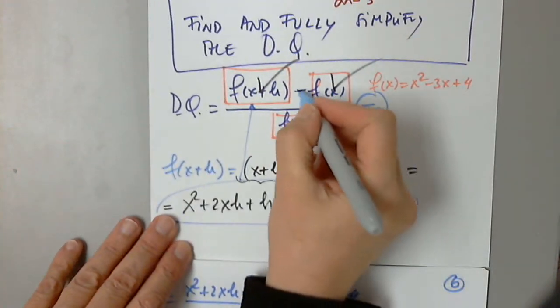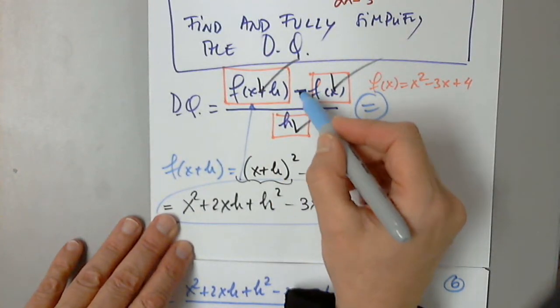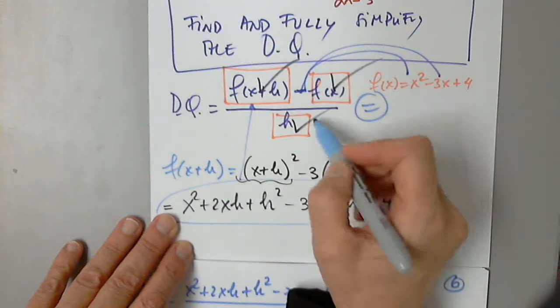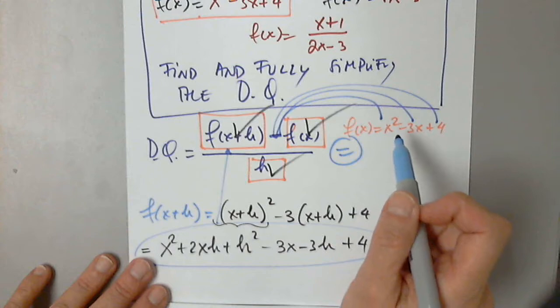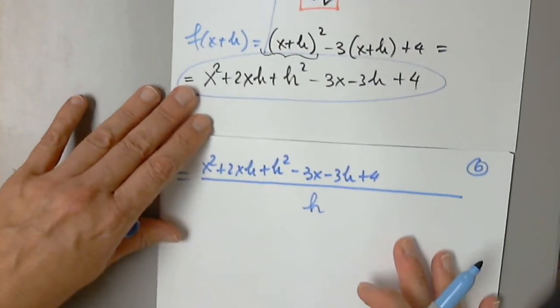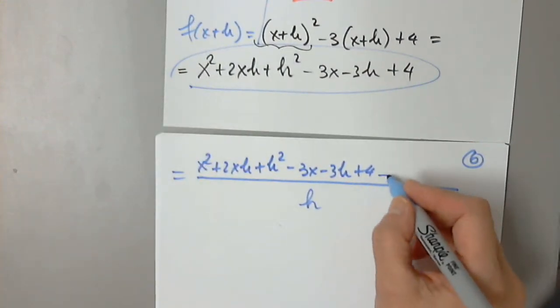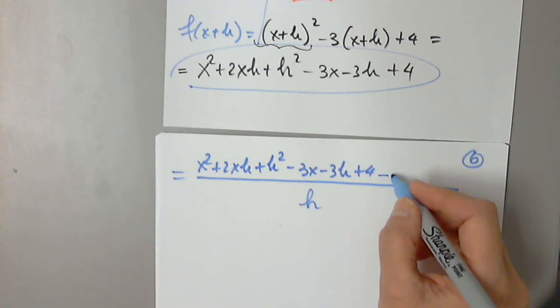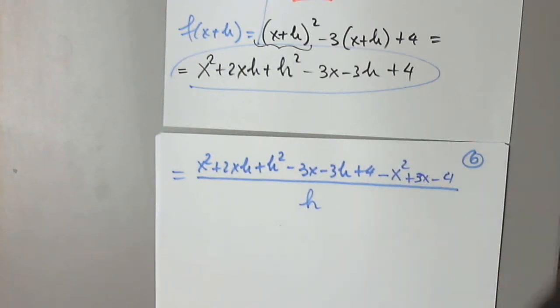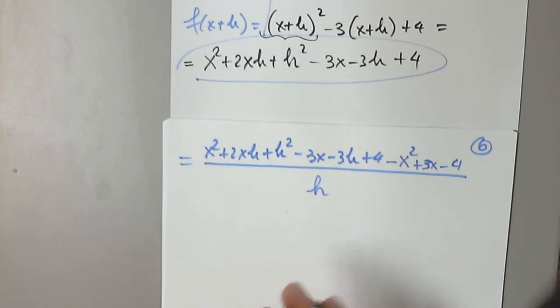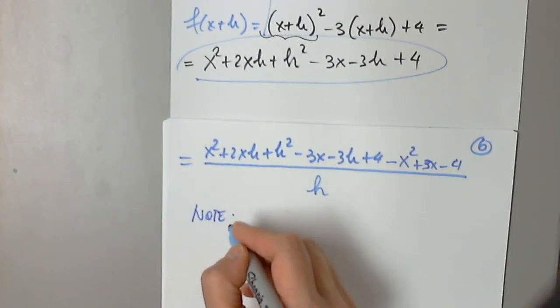I reached this stage which tells us to distribute negative 1 to all three terms in f of x. So please dictate. So x squared. Yes? 3x. Yes? Plus 4. Minus 4. Very good. And now let's write a note. Here's our first note to ourselves.